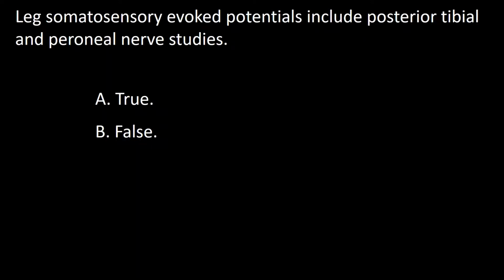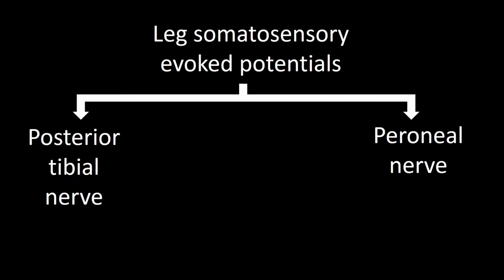The first question is, leg somatosensory evoked potentials include posterior tibial and peroneal nerve studies. A true, B false. Leg somatosensory evoked potentials are most often done using the posterior tibial nerve, less often using the peroneal nerve, and only rarely using other leg nerves.